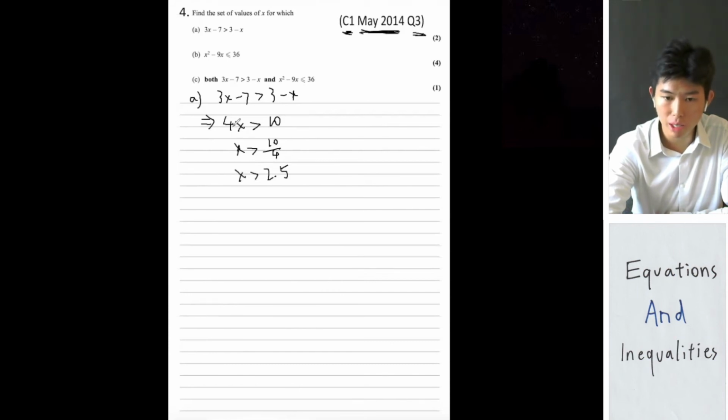And also remember, guys, if the value sticking with the x is negative, then the inequality sign has to change direction. I'll always remember that. But if it is positive, then the sign can stay the same.